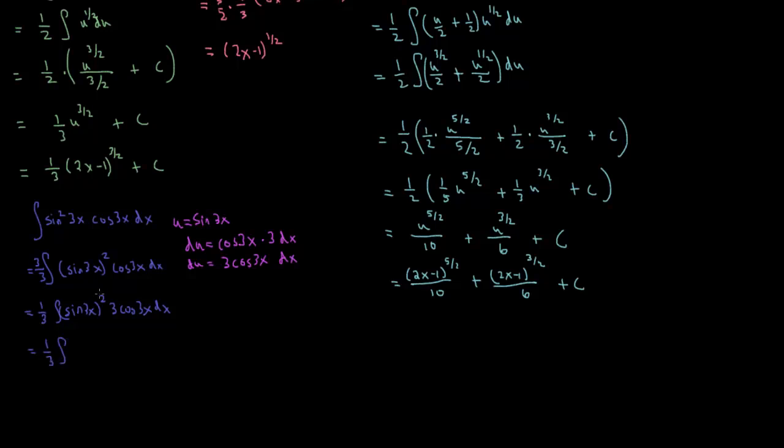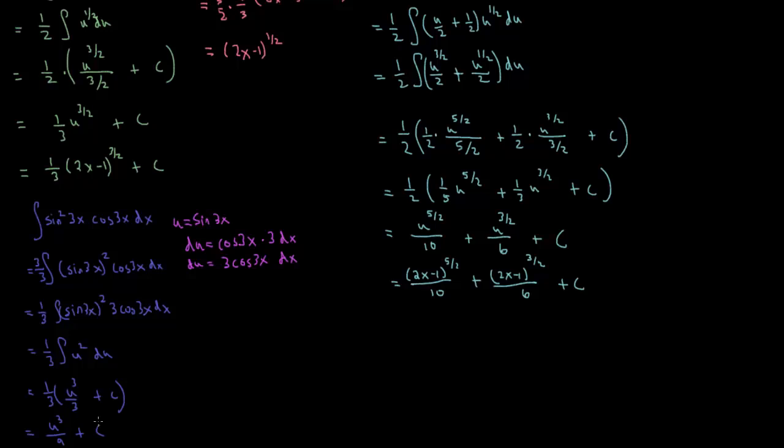1/3. If u equals sine 3x, we have u squared. This is du. 3 cosine 3x dx is du. And now we've simplified this pretty crazy looking function into just a simple power function, u squared. It's a quadratic in terms of u. So we have 1/3. What's the antiderivative of u squared? It's u cubed over 3 plus c. And of course, that simply gives us u cubed over 9.